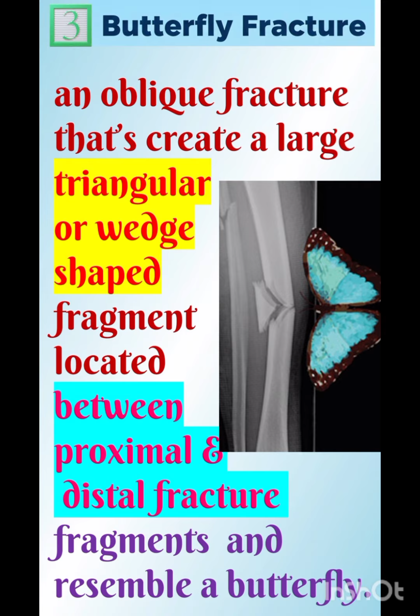Next is a butterfly fracture, an oblique fracture that creates a large triangular or wedge-shaped fragment located between the proximal and the distal fracture fragments, resembling a butterfly. So in the image we can see there is a wedge-shaped fragment and this is resembling the butterfly.